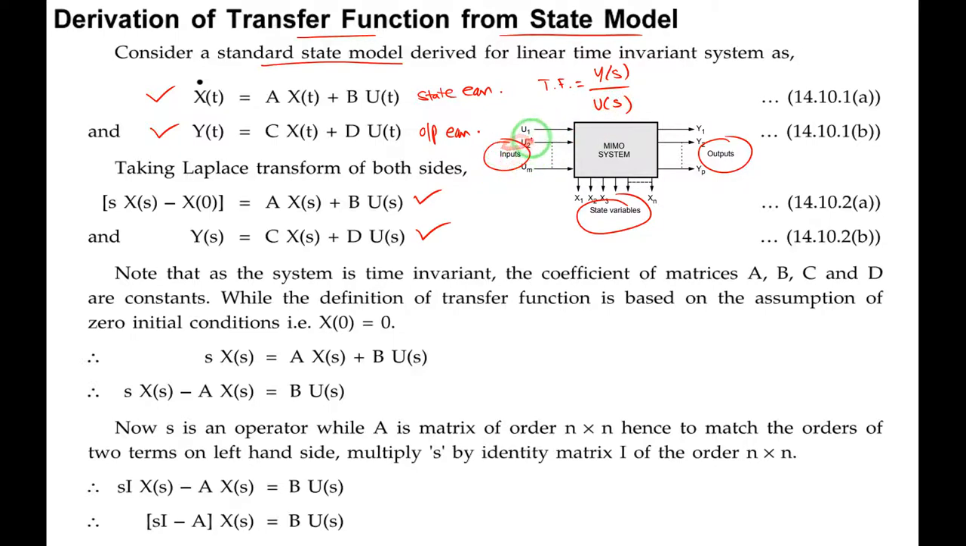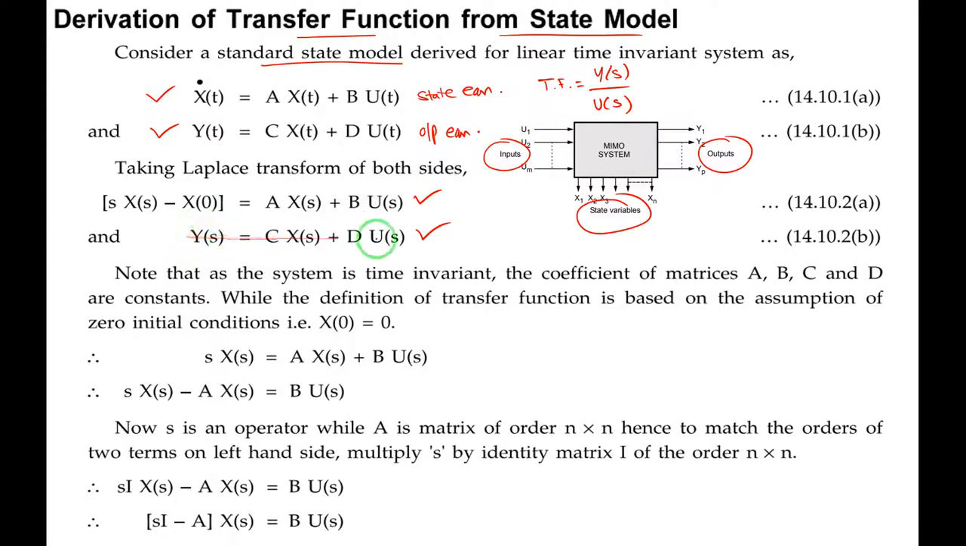We will assume initial conditions to be 0. That is the definition of transfer function. We know it: Y of s divided by U of s, the Laplace transform of the output to the Laplace transform of the input, assuming initial conditions to be 0. So we will try to obtain Y of s by U of s.